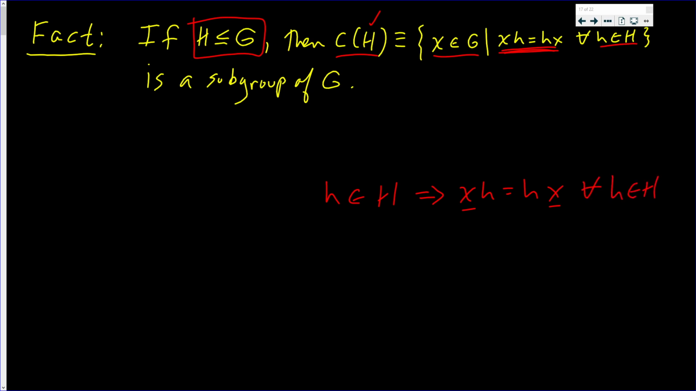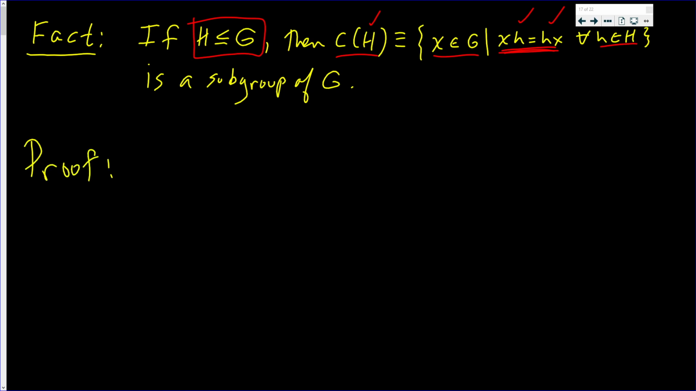Every element that's in capital H, for X to be in this set, X has to commute with each and every element in H. And if that's true, then this X element belongs to C of H. And we want to show that C of H is a subgroup. So how about we get right into the proof?